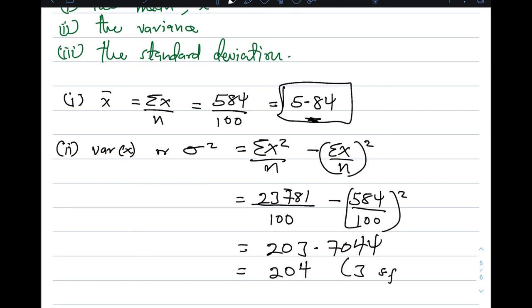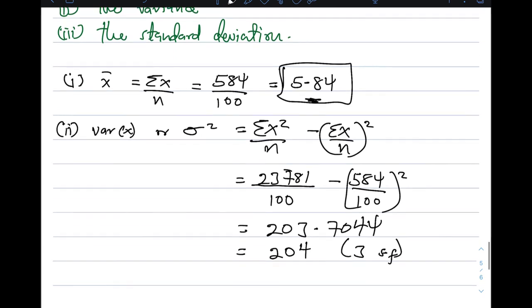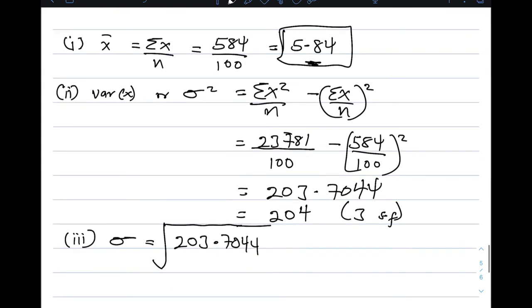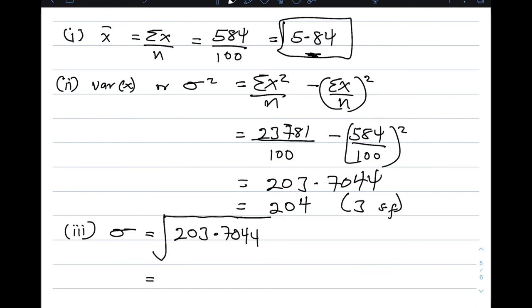Okay, three significant figures. Then finally, we are to find the standard deviation. That is III. Now, the standard deviation given by this symbol is the square root of your variance. Okay, so let's just write square root of 203.7044. All right, and now with the help of the calculator, you should get 14.3. Okay, and this is correct to three significant figures.